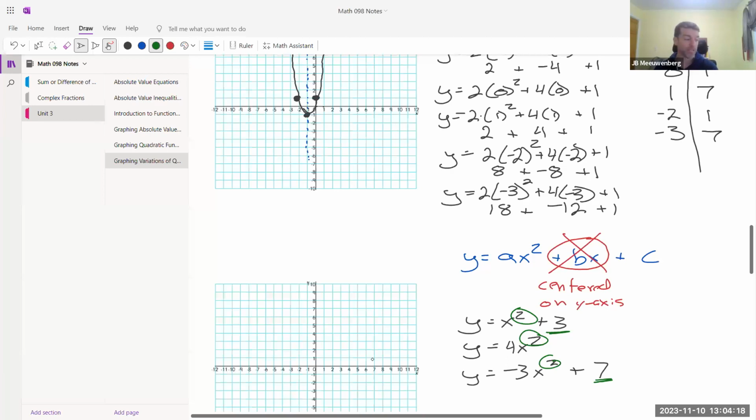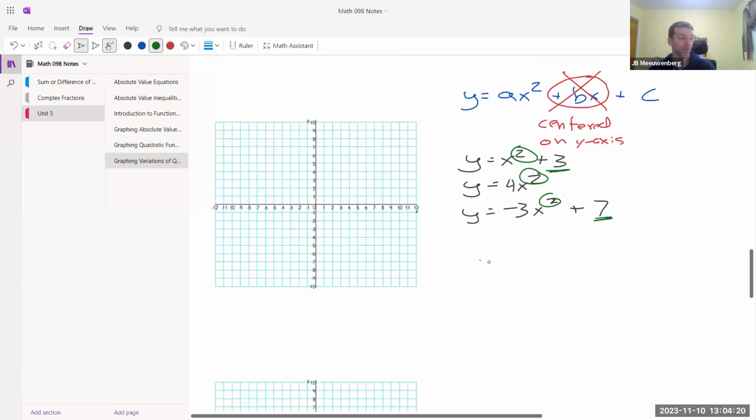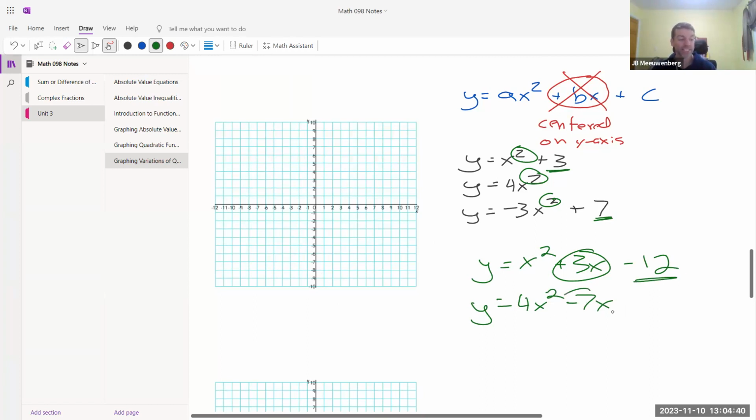If they do have a b term, like y equals x squared plus 3x minus 12, there's a b term, then you have to find that line of symmetry. It's going to be shifted one way or the other. Or maybe it's y is equal to 4x squared minus 7x. It doesn't have a c term, but it does have a b term. So again, you're going to have to calculate where the center of that graph is.